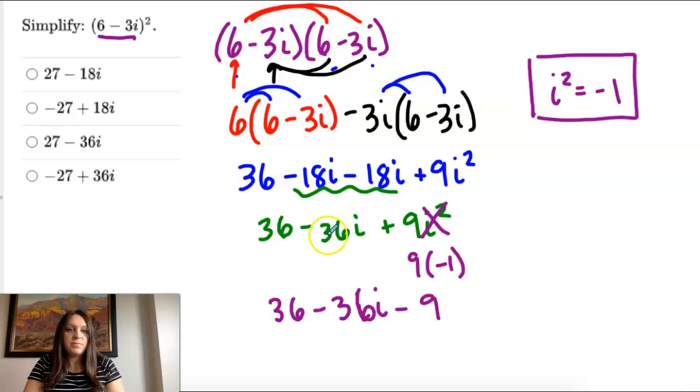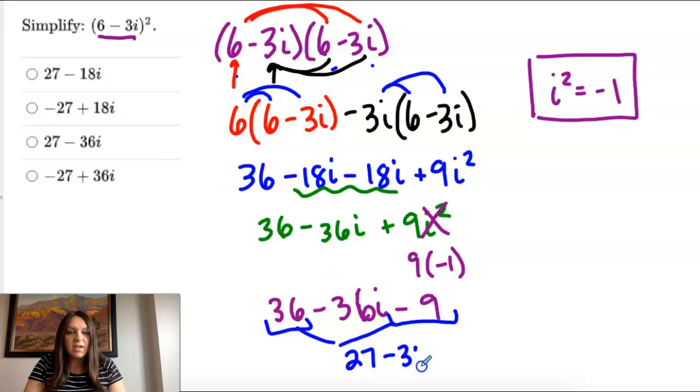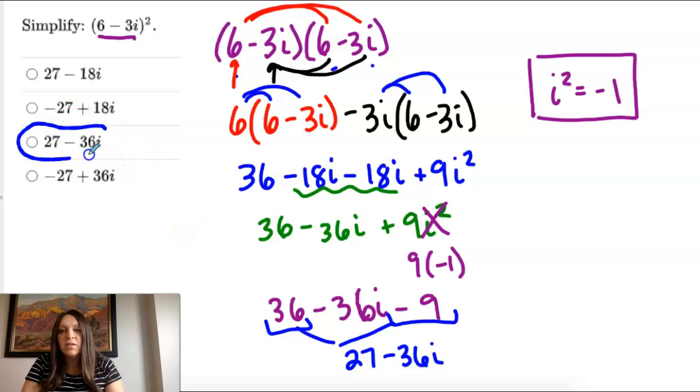And now I'm going to combine like terms. I have 36 minus 9, which is 27, and then the minus 36i. So here we have a complex number, we can't simplify it anymore, and we can see our answer right here. So that's how we multiply a complex number using the distributive property.